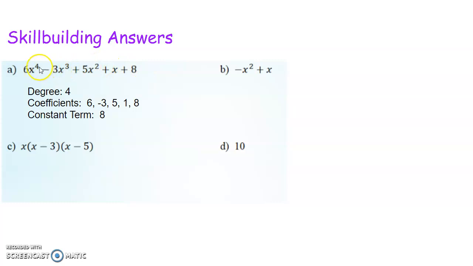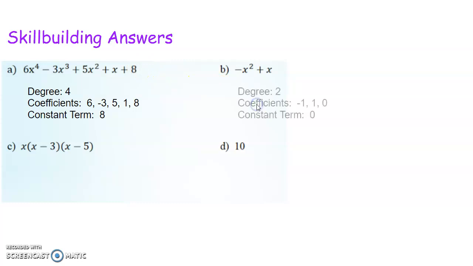You want to make sure that you have all of the x terms. So like here's x to the 4th, 3rd, 2nd, 1st, and 0. So I actually have all of them, so I don't need to worry about filling anyone in with a 0. So I'm just going to go ahead and take all the coefficients. It would be 6, -3, 5, 1, and 8. 8 is a coefficient. It is also our constant term because it doesn't have a variable attached to it.